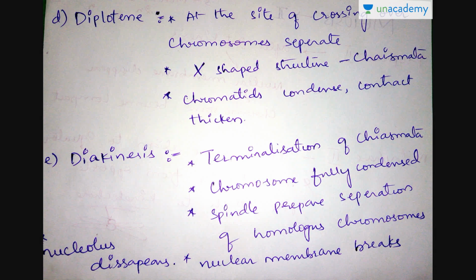The next stage is called diplotene. In this stage, at the site of crossing over, chromosomes get separated. The X-shaped structure called chiasmata is seen. Then the chromatids condense and contract and become thickened.